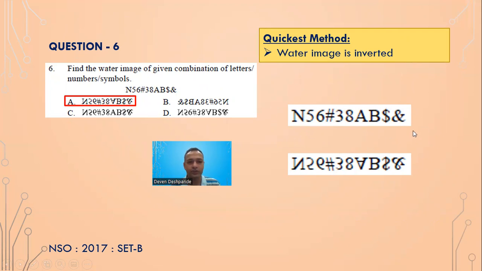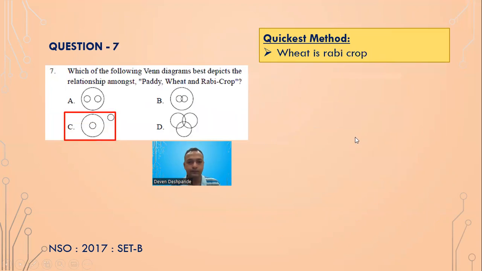So here you have to find the inverted positions. A will be inverted, the position of 3 will be inverted like this, hash will be inverted like this, 6, 5, and N will be inverted like this. This is again a kind of practice of visualization. Once you practice this, you will be able to find the image quickly.